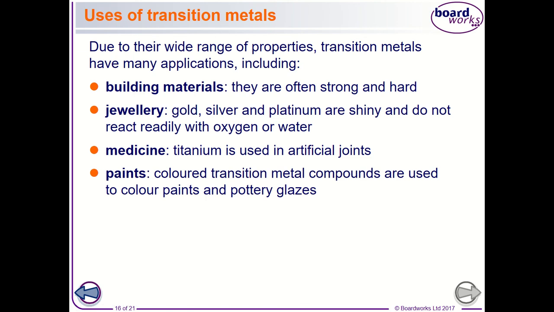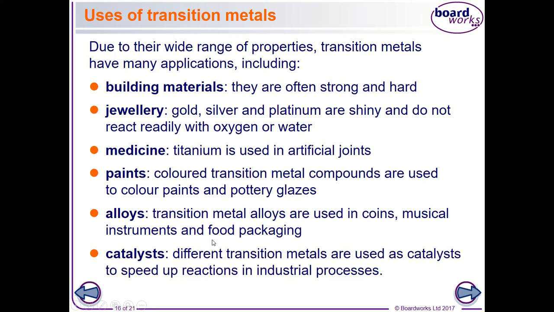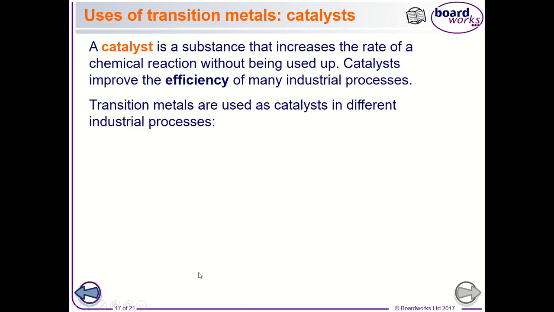Okay, paints. Coloured transition metals used in paints. You've just seen a few of the coloured ones that you might come across. There are many more. Lots of these transition metals are used in alloys to make coins, to make airplanes, to make a whole stack of different materials. Very strong, hard, corrosion resistant materials. Loads of them used in catalysts in industry. You'll see them in the Haber process and the making of ammonia. You'll see them also in catalytic converters in cars. They're used in there.